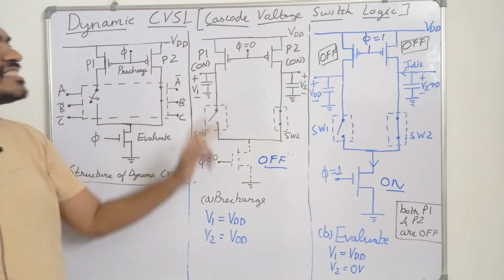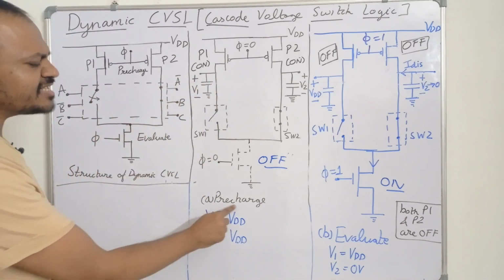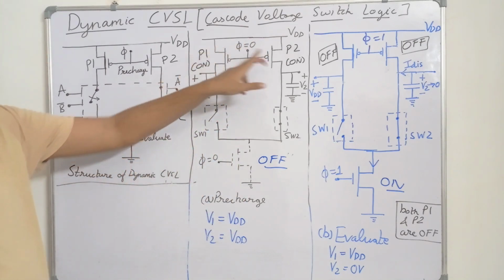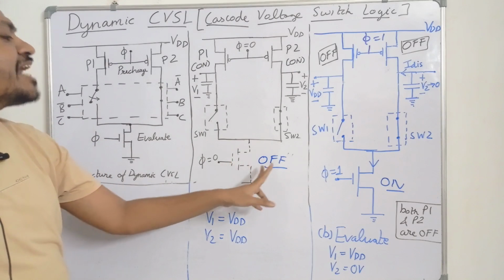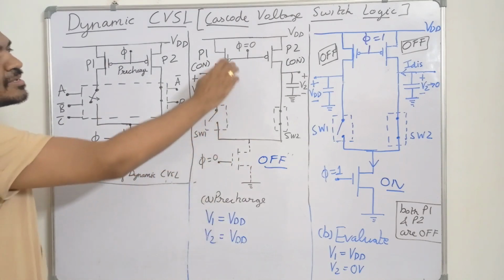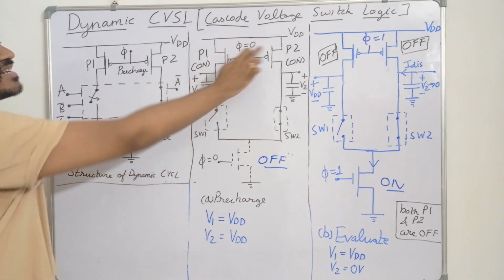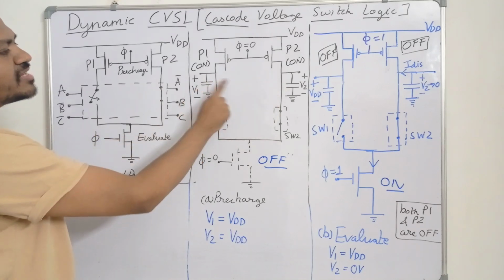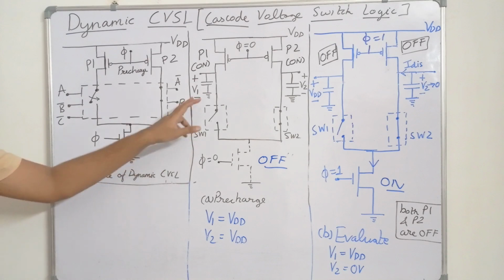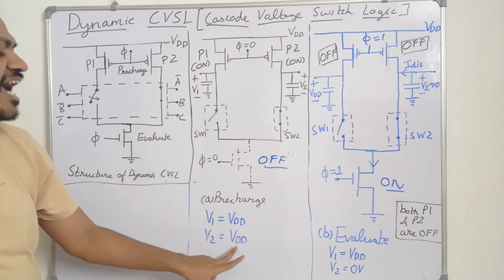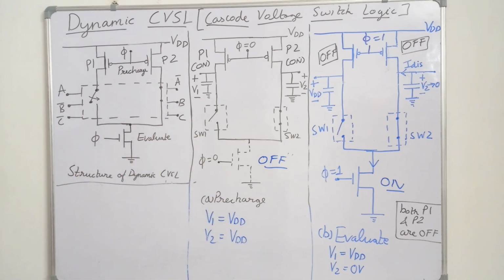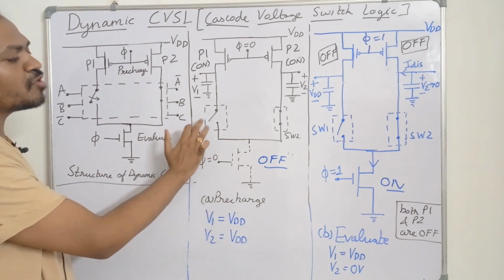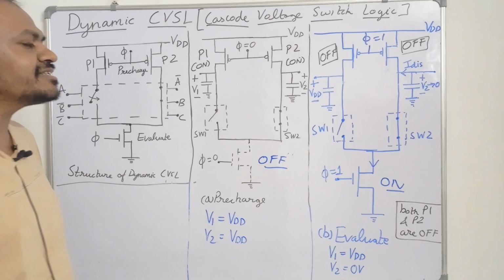Now come to this circuit. So this is the pre-charge phase. Here you can see phi equal to 0. So both P1 and P2 will be on, but this NMOS will be off. By these conducting transistors P1 and P2, these two capacitors will get charged to VDD. So V1 is equal to VDD and V2 is also equal to VDD. So this is the pre-charging phase. We have assumed that switch 1 is open and switch 2 is closed.